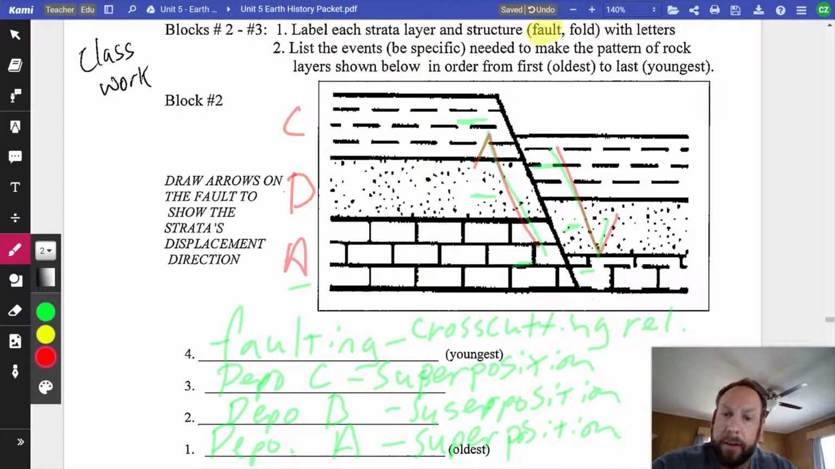Again, a couple of factors that you really do want to remember: does it cross all the layers? If it does, it clearly came last. We'll take a look at some examples where it doesn't cross all the layers, and we'll have to sequence it somewhere in the middle.